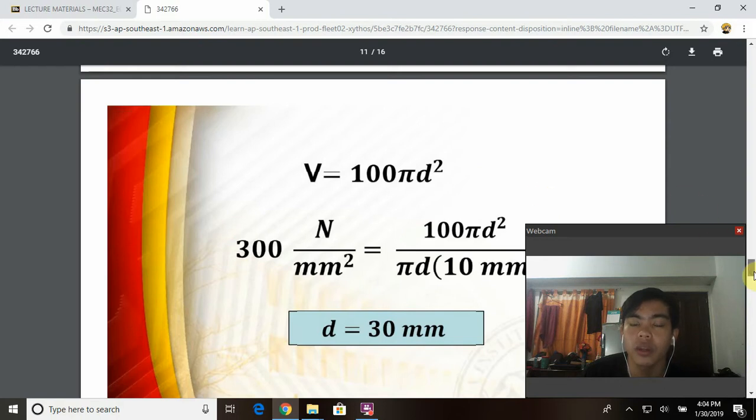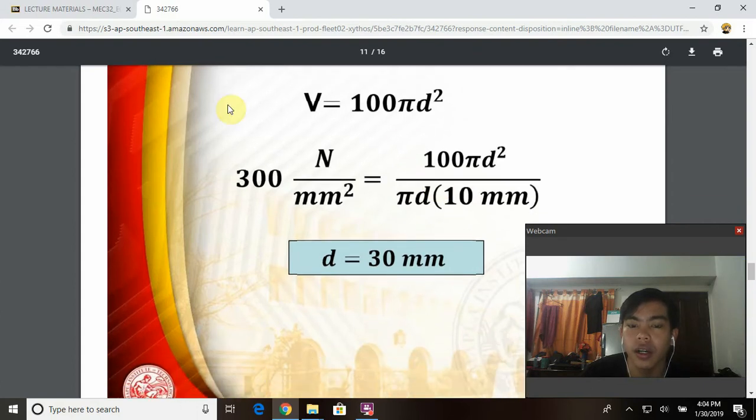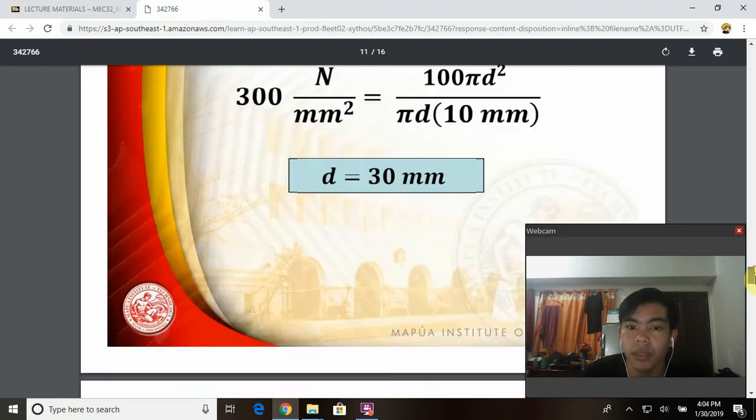Let's go back to the formula of shear stress, which is equal to shear force over area. Here, substitute 300 Newton per millimeter squared for the shear stress, which is equal to 100 pi d squared over pi dt. After substituting, we will get the diameter, which is equal to 30 millimeters.